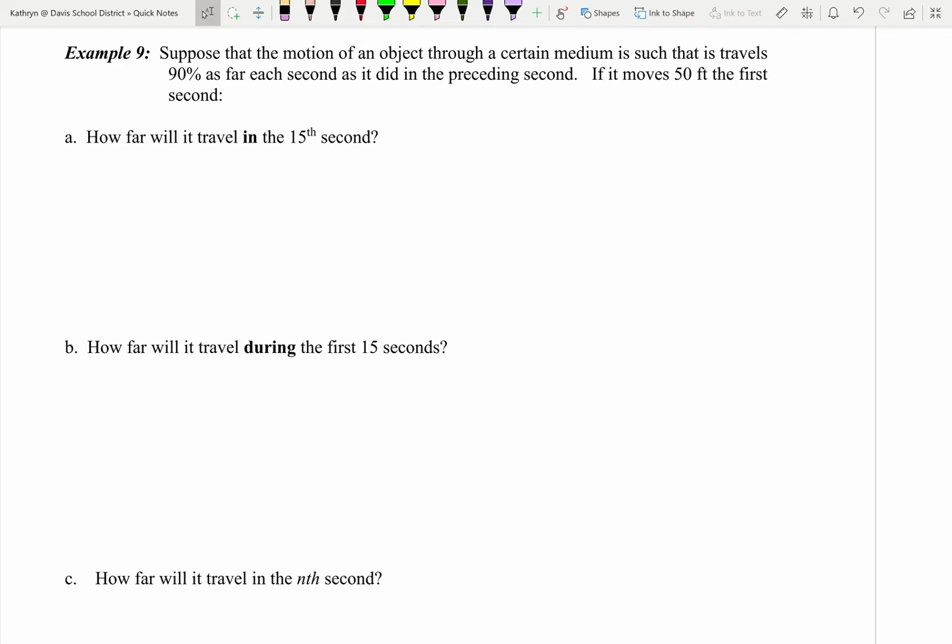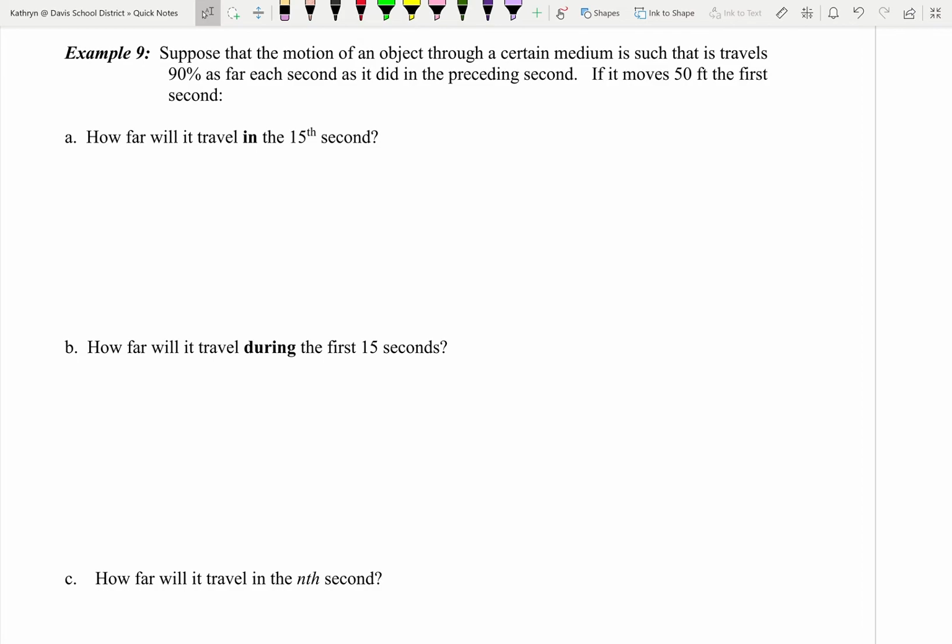Suppose that the motion of an object through a certain medium is such that it travels 90% as far each second as it did the preceding second. If it moves 50 feet in the first second, answer the following questions.